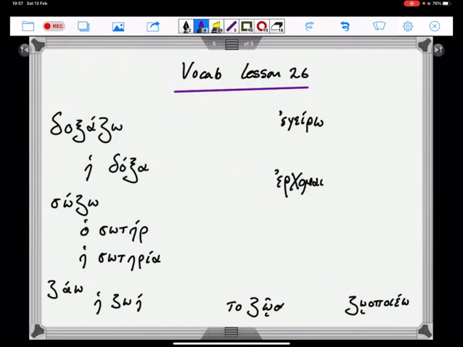A few words about some of the vocab in this. Doxazo, I glorify. That zo is your factitive, so you know that's going to be making something happen. And then doxa is glory. So doxa-zo, I make glory, I glorify. That ify is also a factitive ending in English. Sozo, I save. You may see it with an iota subscript under the first omega.